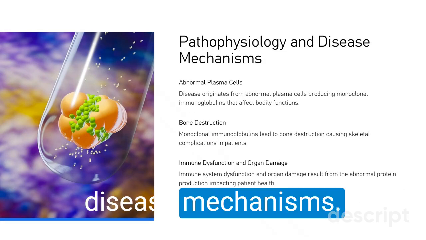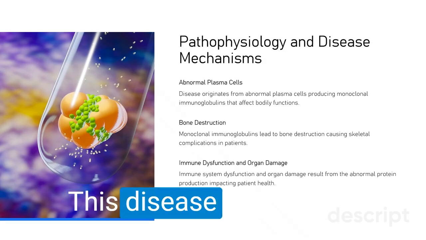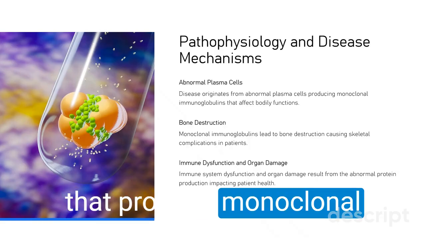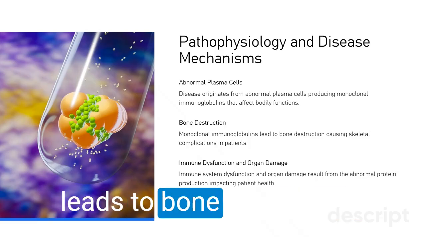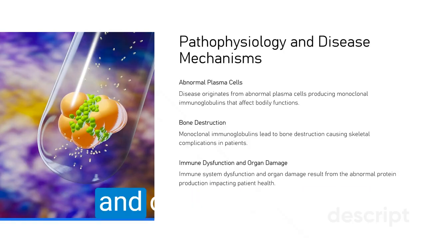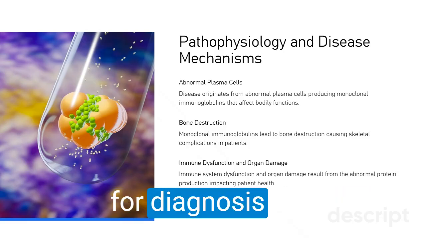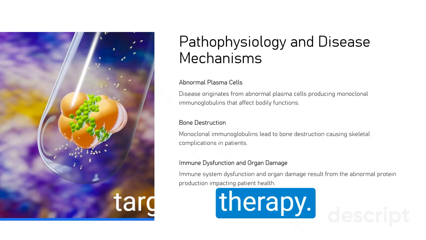Pathophysiology and disease mechanisms. This disease arises from abnormal plasma cells that produce monoclonal immunoglobulins that lead to bone destruction, immune dysfunction, and organ damage. Understanding this mechanism is critical for diagnosis and targeted therapy.